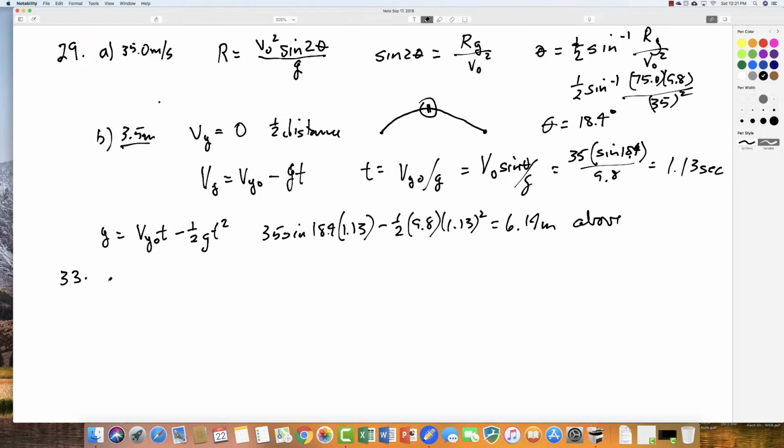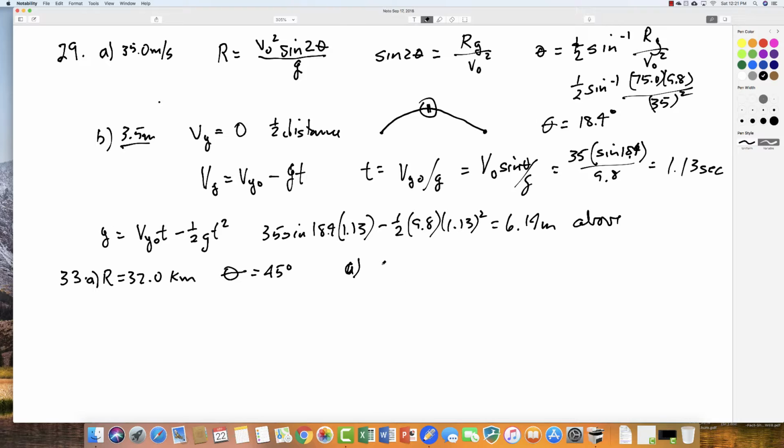The next problem is problem number 33. Problem number 33 states, a cannon on a battleship fires a shell a maximum distance of 32 kilometers. So R is equal to 32.0 kilometers. Now it says maximum, so that means the angle has to be 45 degrees. And you can look in your book, in the projectile motion section, to see where I got this. But whenever it says the maximum distance of a particular object, it has to be shot at 45 degrees. So it says calculate the initial velocity.